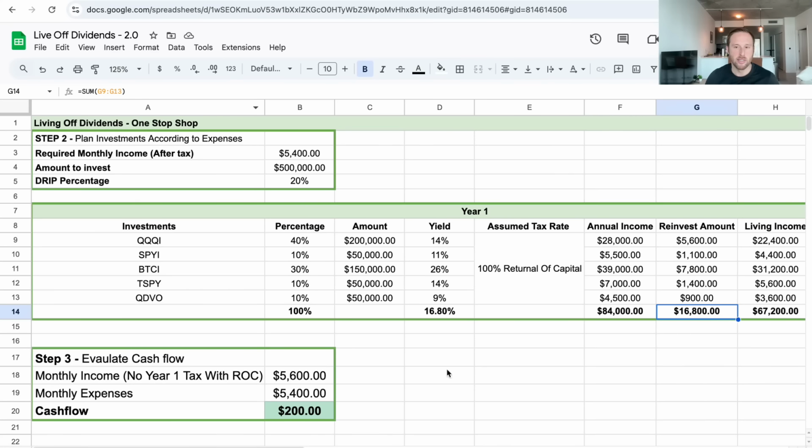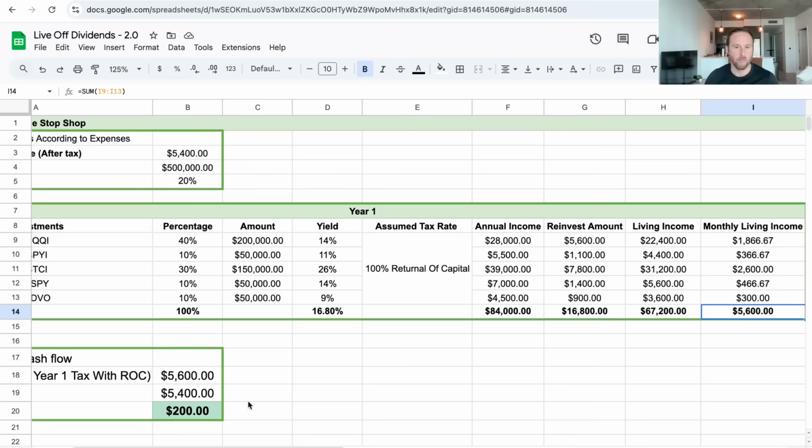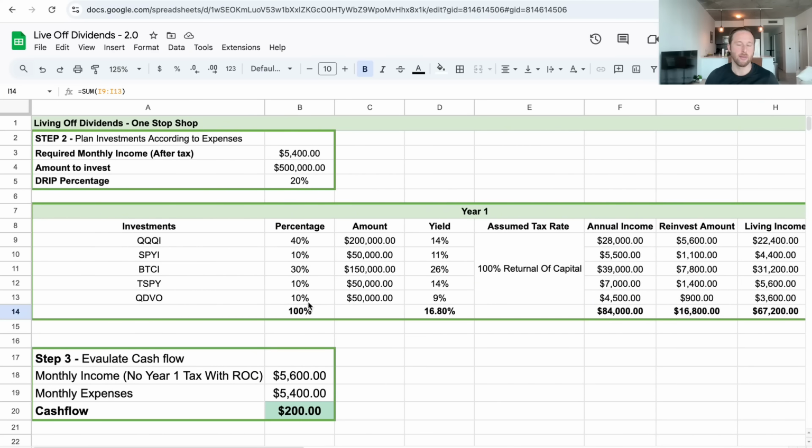All right, so this is the lens, and we're looking at again that year one portfolio breakdown, right? We have our monthly living income mapped out, our investments mapped out, our expected yield mapped out, and we've evaluated our cash flow. So right then and there, we could even stop and say, hey, this is amazing. I've mapped out my expenses, I've mapped out my portfolio, and now we've hit a positive monthly cash flow.